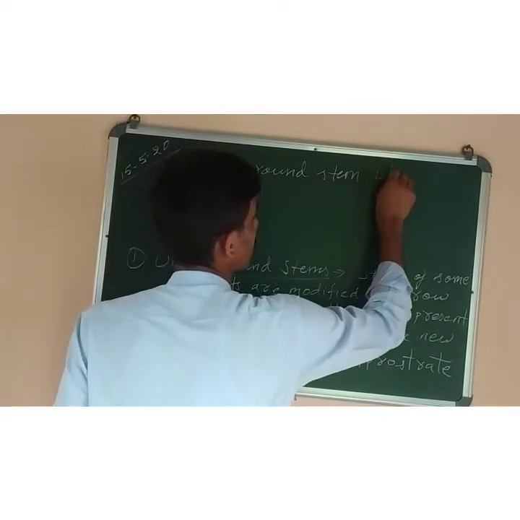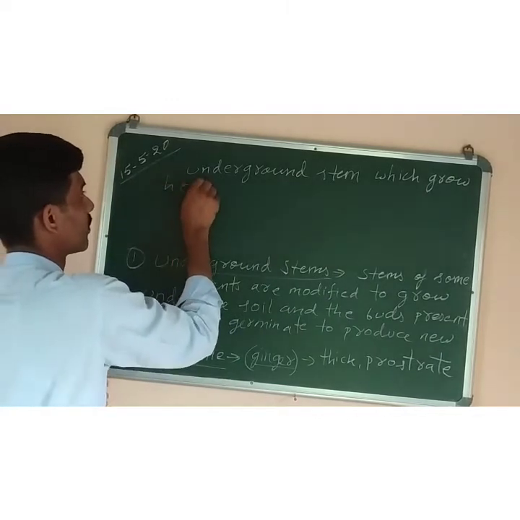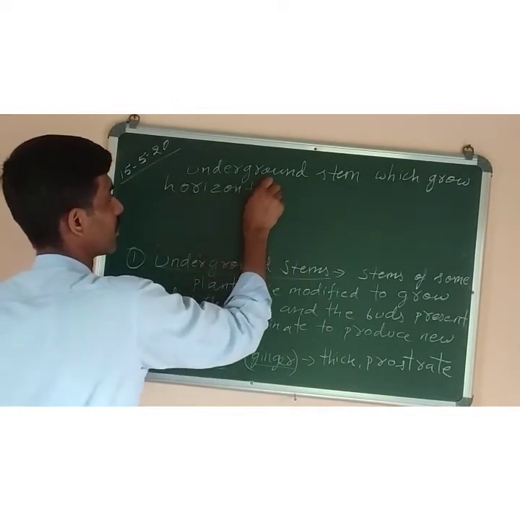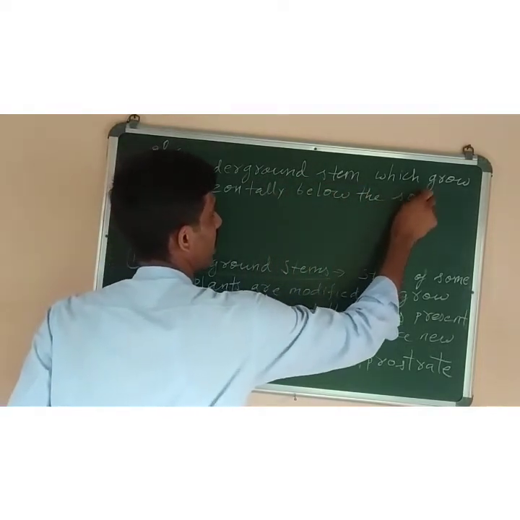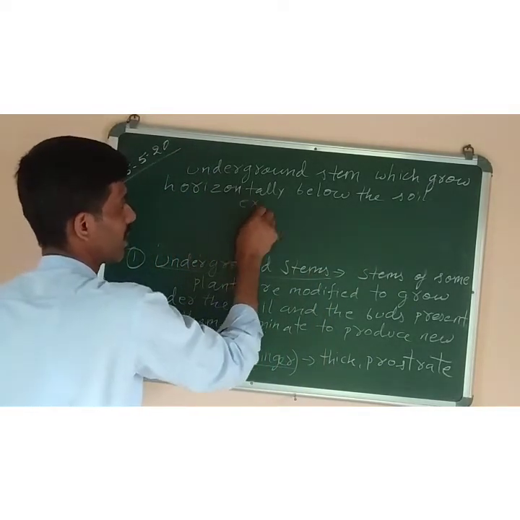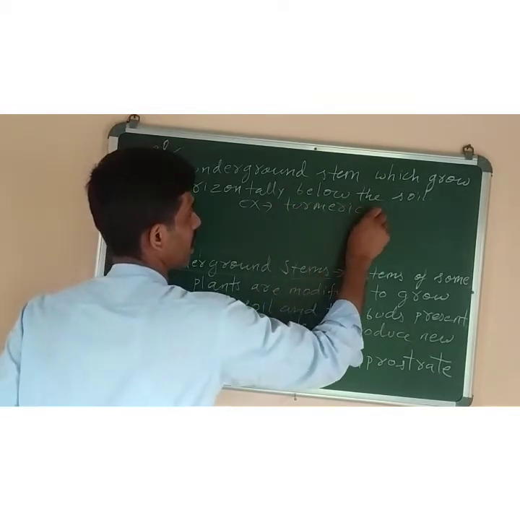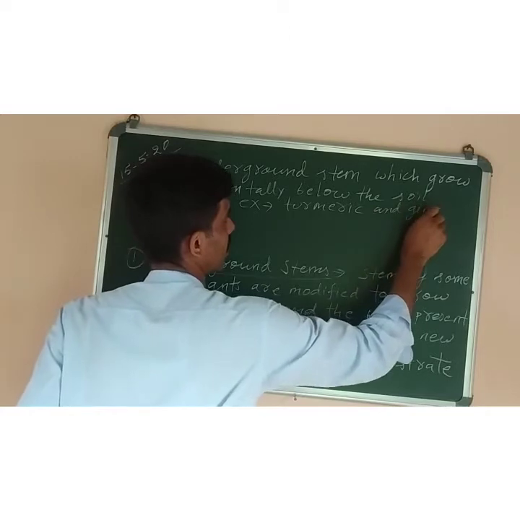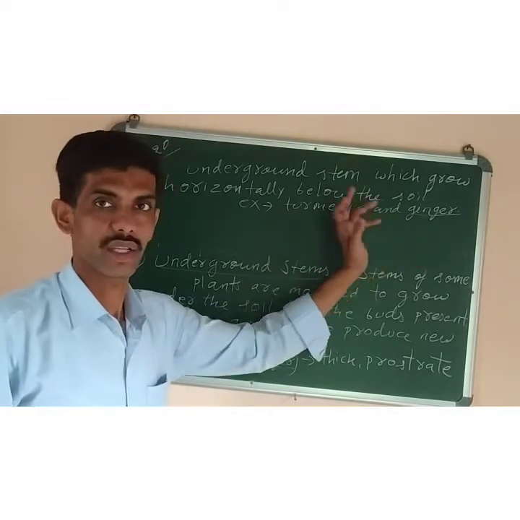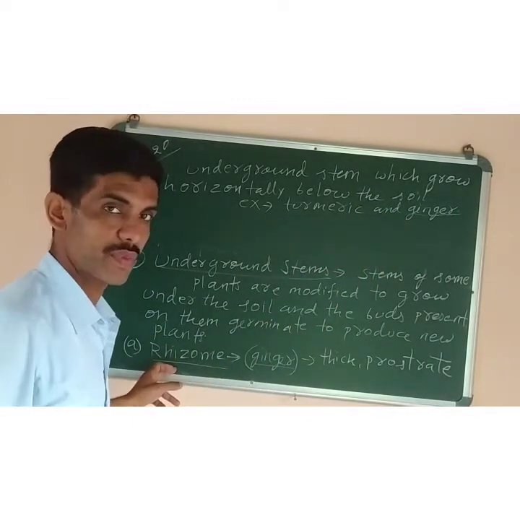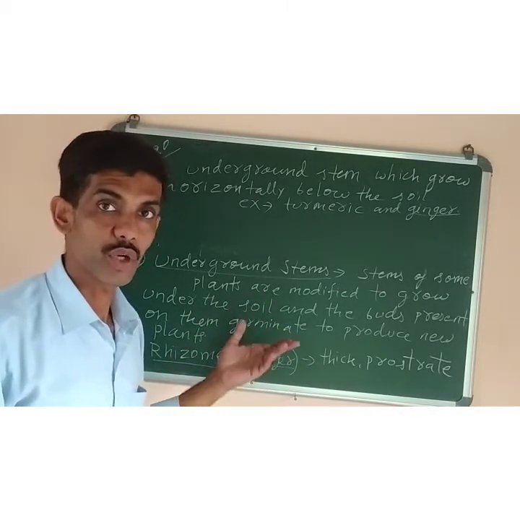Underground stem which grows horizontally below the soil. Example, as I already said, turmeric and ginger you can write as examples of rhizome. Turmeric, haldi, you know, and ginger. Ginger also you know, very common, isn't it? So turmeric and ginger, these two plants are called rhizomes. They are underground modifications of stems. From these stems only, a new plant can germinate.